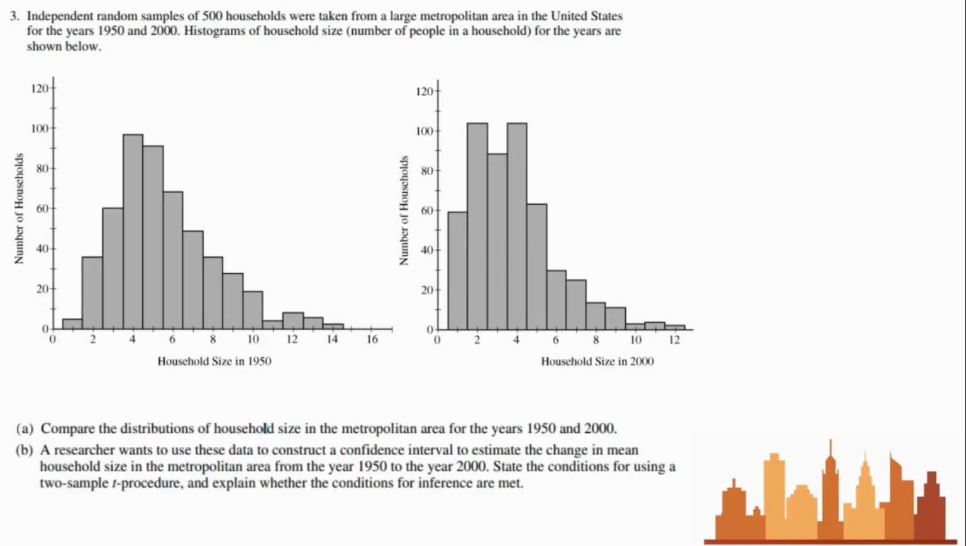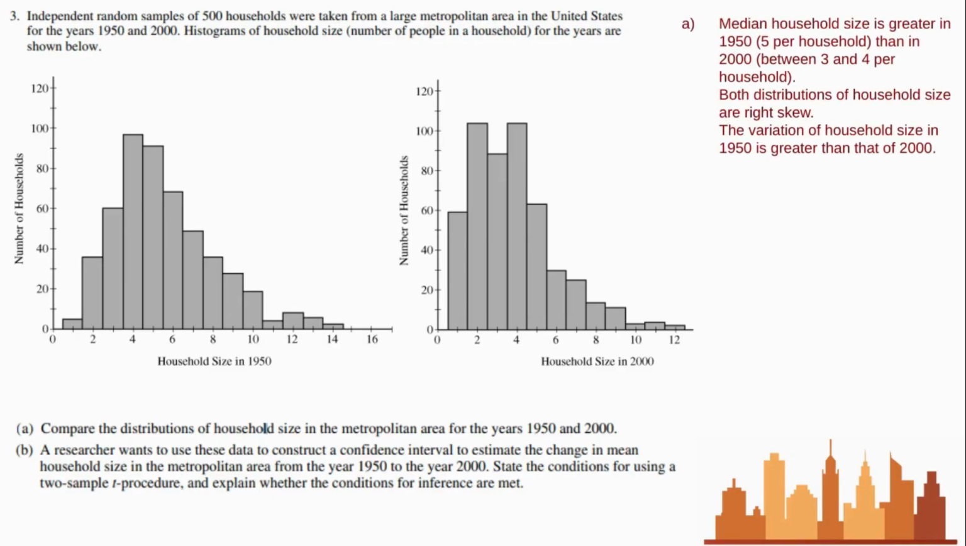All right, let's see it. The median household size is greater in 1950, 5 per household, than in 2000, between 3 and 4 people per household. Both distributions of household size are right skew. And the variation of household size in 1950 is greater than that of 2000.